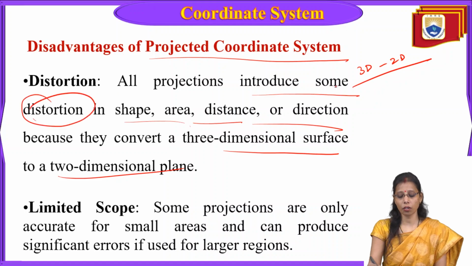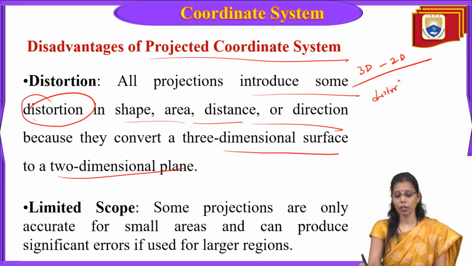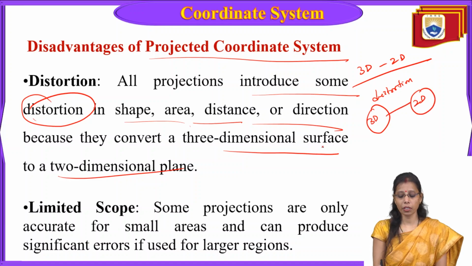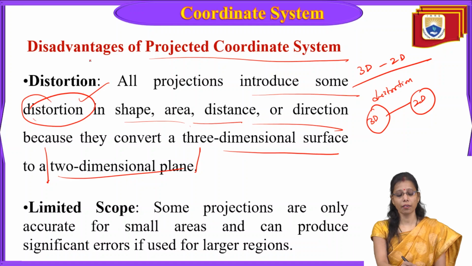Okay, there is a chance of distortion, right? Because if it is not properly transformed from 3D world to 2D world, then what happens? There is a chance of distortion. So convert the 3-dimensional surface to a 2-dimensional space. So this is the problem, the disadvantage of your projected coordinate system.